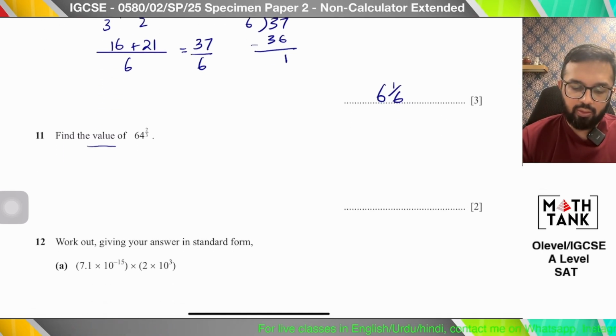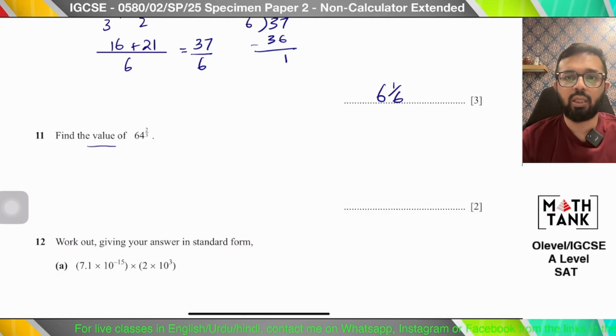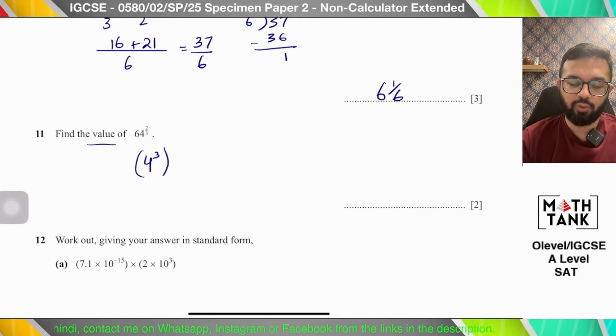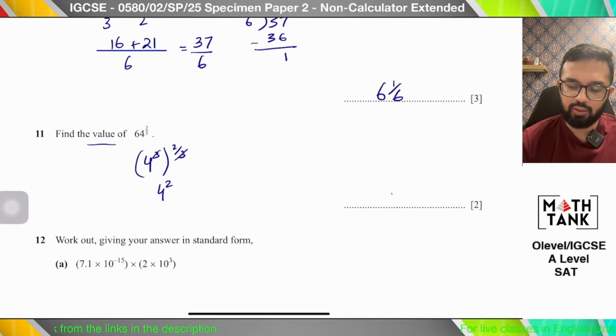Find the value of 64 to the power 2 over 3. Now there are two ways of doing it. One is, if you remember your squares and cubes, you could simply say that 64 is 4 cubed. Okay, and that should give you 4 squared, which is 16 at the end.